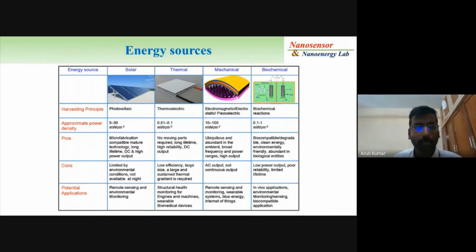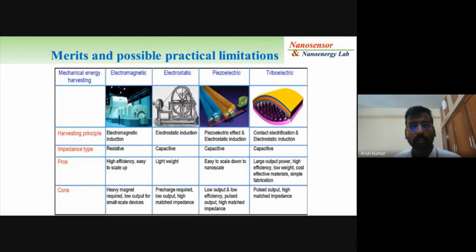Compared to the other devices, the power density is higher than the solar, thermal, and biochemical devices. Now we are going to look at these two parts, piezoelectric and triboelectric. The harvesting principle for one is the piezoelectric effect, and for the triboelectric it is contact electrification and static electricity. The impedance type is a capacitive type device.